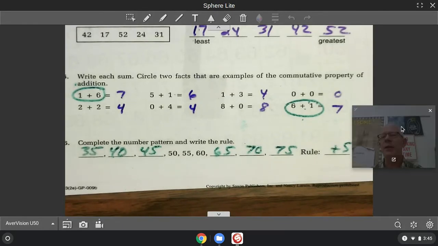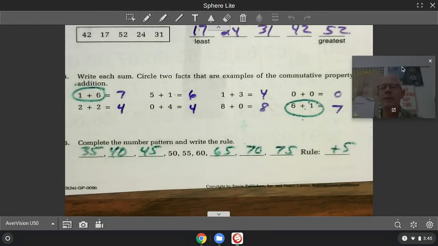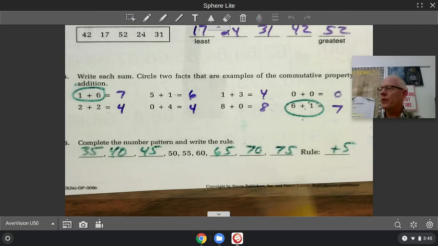Let me move myself out of the way. Here, the rule is, once again, adding by fives. So 60, 65, 70, 75. And this way we have to subtract by 5, but still the rule applies. 35, 40, 45, 50, and so on. Okay? All right.